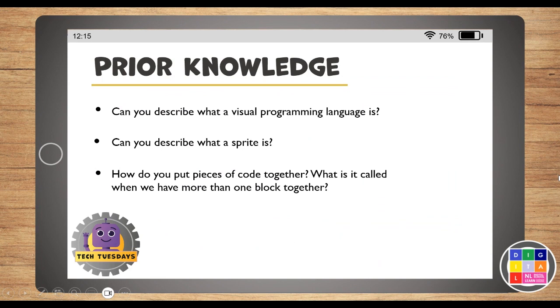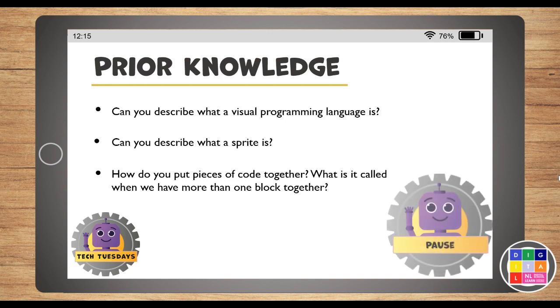Before we start, let's have a think about your prior knowledge. This means things that you already know before the lesson. Can you describe what a visual programming language is? Can you describe what a sprite is? How do you put pieces of code together? And what is it called when we have more than one block of code joined together? Your teacher might want to pause the video here to give you a chance to discuss with your partner.